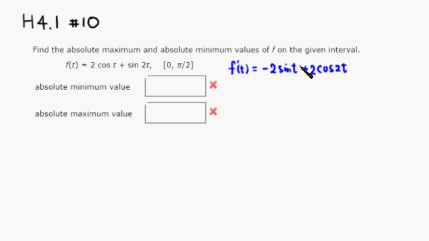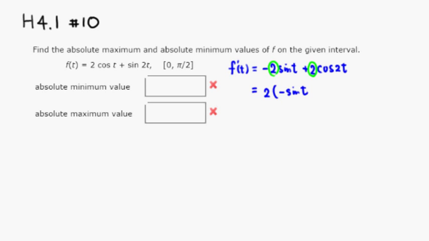Then this is the derivative, and we want to simplify a little bit. First, you have 2 in common, so I'm going to pull that out. So you have a 2, then you have negative sine of t, plus cosine of 2t.